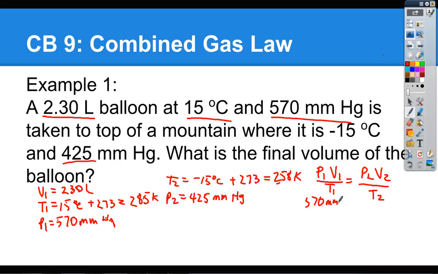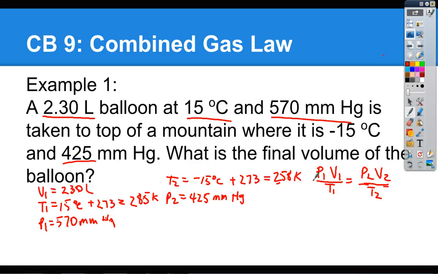570 millimeters of mercury. We're going to multiply that by our V1, which is 230 liters. Actually, I'm going to change this over a little bit. Erase that right quick. All right, so this is all over T2. I'm not going to have much room, so I'm going to squeeze it in over here.